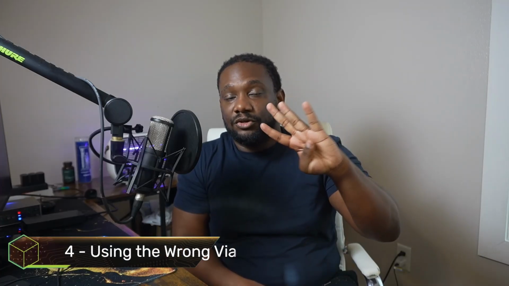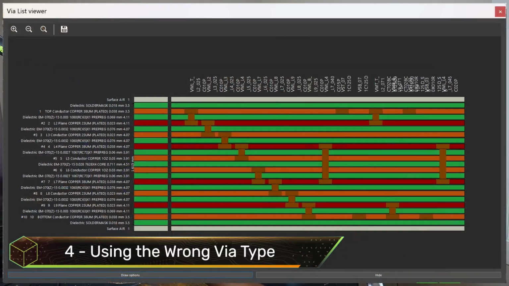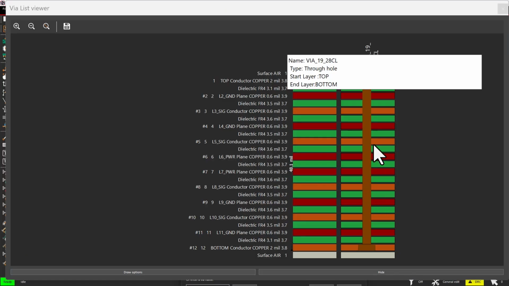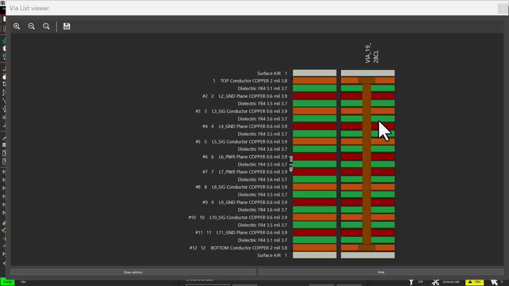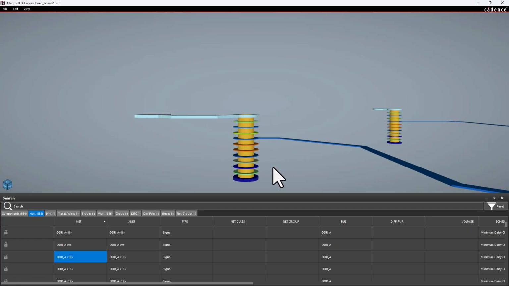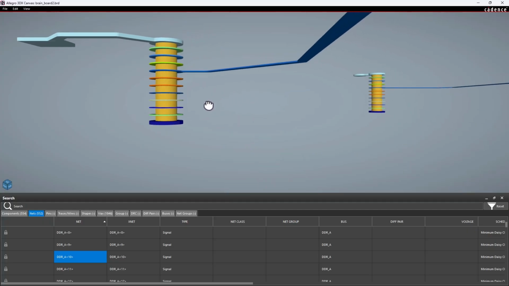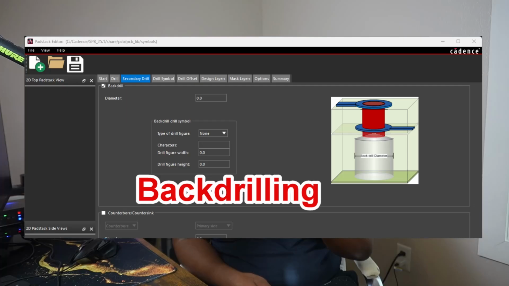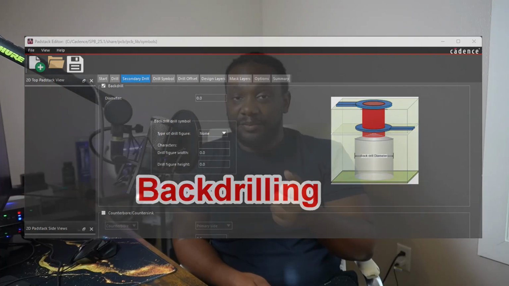Mistake number 4, using the wrong via type for the data rate or rise time of that signal. Through-hole vias have the longest barrels and the largest parasitics. At gigabit level data rates, they create stubs and resonances that will completely ruin your signal. The fix is to choose the via type based on the rise time of the signal going through your trace. Another fix is to use back drilling on any through-hole vias to shorten or eliminate those stubs.